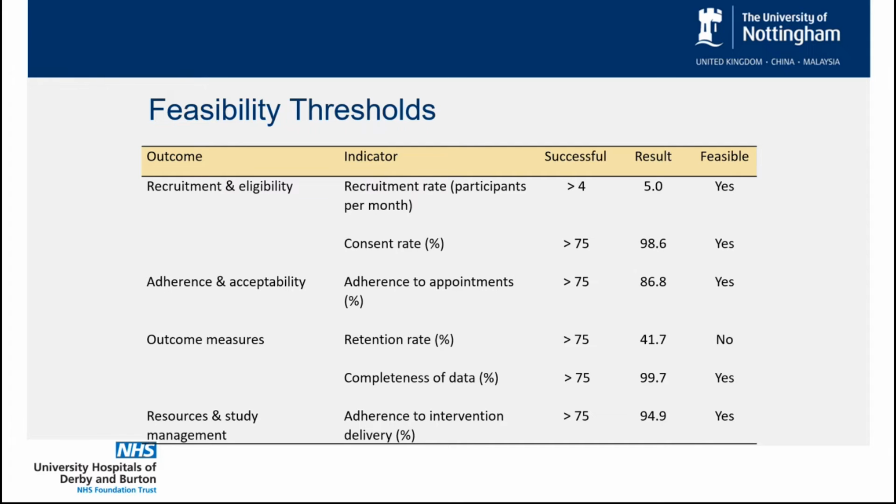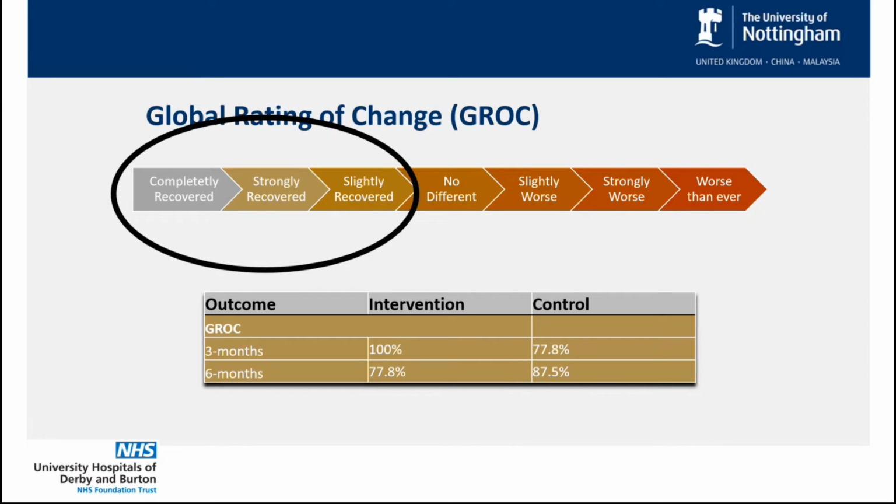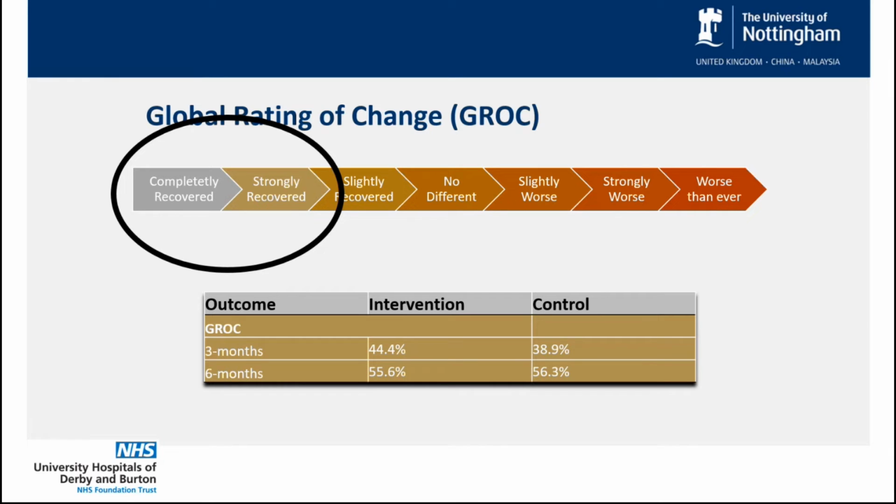In terms of the actual data, we looked at the global rating of change. I asked participants, on a scale from completely recovered to worse than ever, how are your pain and symptoms now? We dichotomized those saying they were completely recovered or strongly recovered. We classed those as responders, and so at 3 months, 44% in the intervention group were responders, and 56% at 6 months in the intervention, compared to 39% in the control at 3 months and 56%. Apologies.